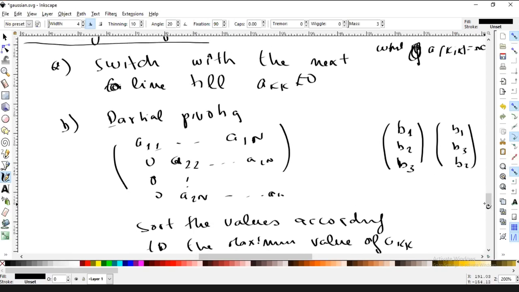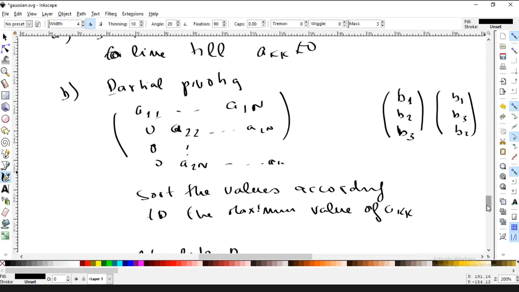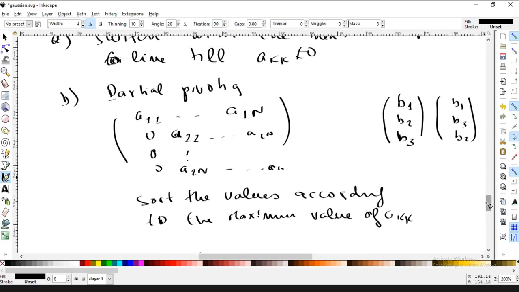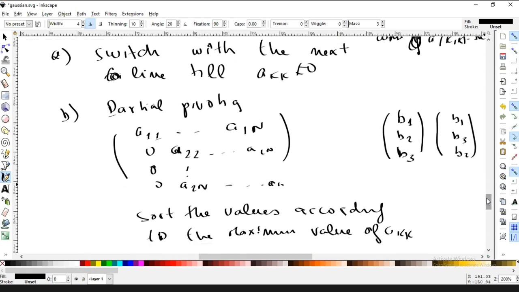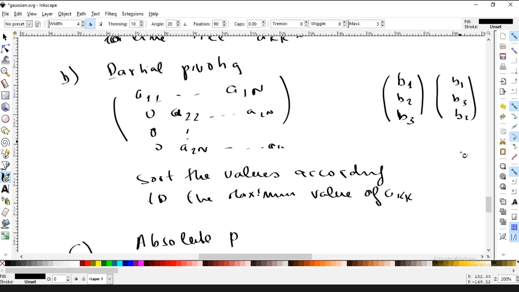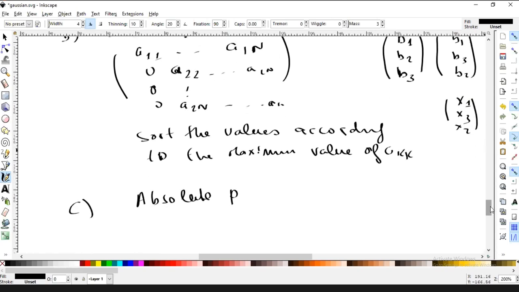So at the end, when you get your vector X, you need to know how to switch again all the lines. So you get X1, X2, X3, because at the end, if you switched one time the lines 2 and 3, what you will get is X1, X3, X2 instead of X1, X2, X3. So you need to switch the lines of the X.